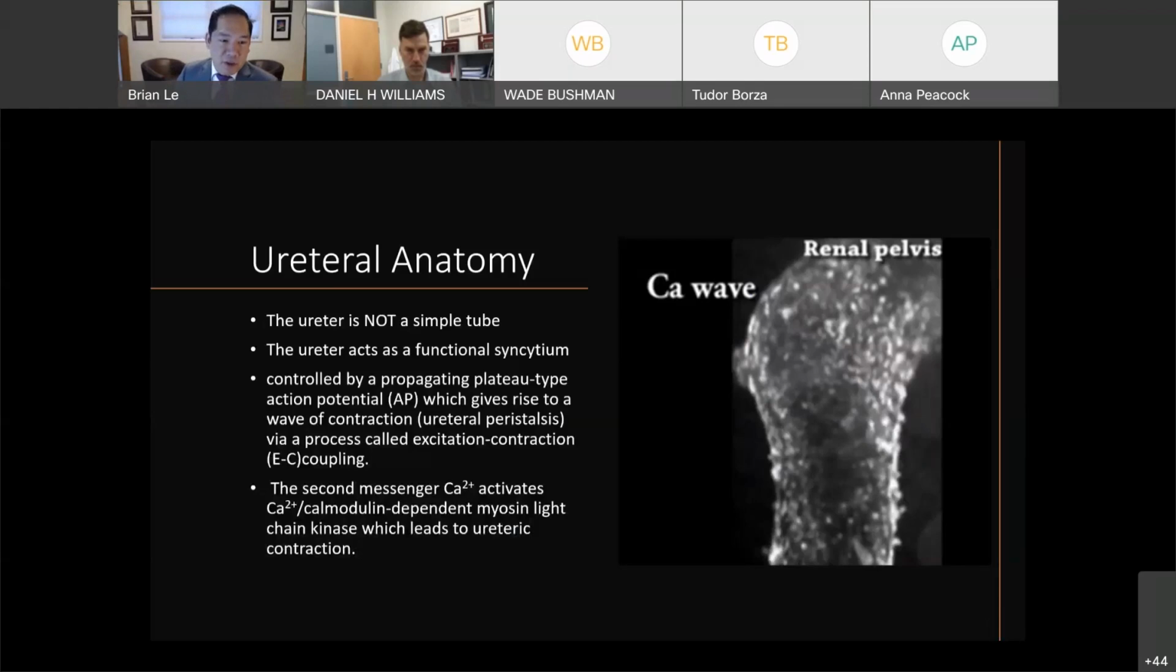Ureteral anatomy. So the ureter is not a simple tube. It acts as a functional syncytium. This was a cool picture, cool video, which showed a calcium wave passing through the ureter.